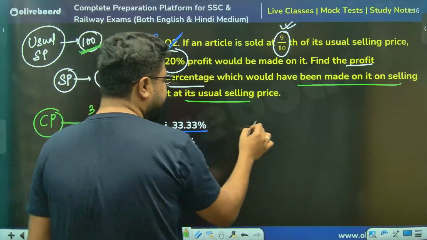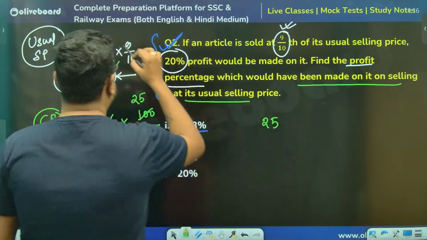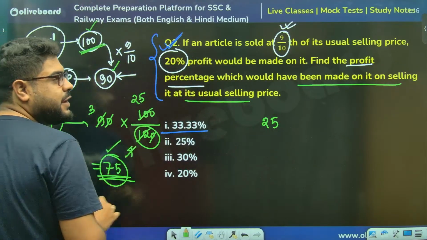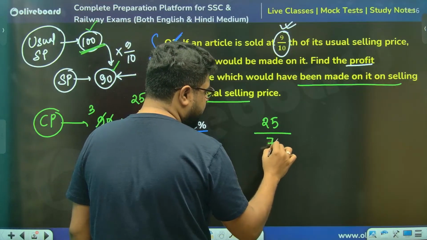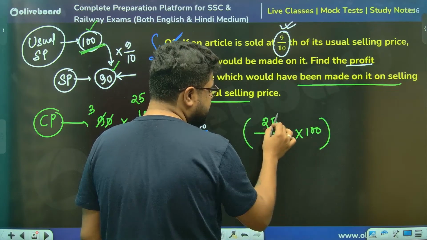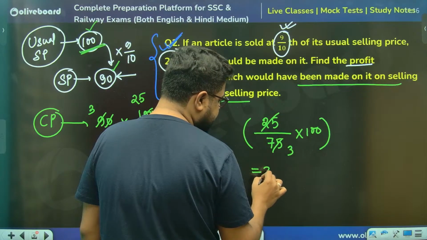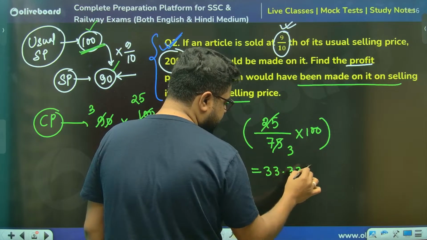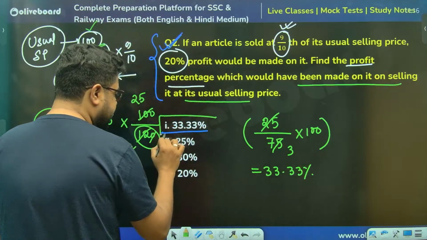Sir, profit will be 25 rupees because SP is 100, CP is 75. Out of what, sir? Out of always CP, that is 75. Percentage, fraction to percentage is into 100. So this is 1/3, meaning 33.33%. So it was actually a 10-second question.